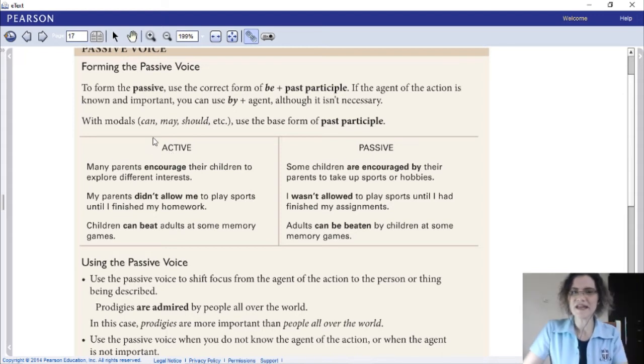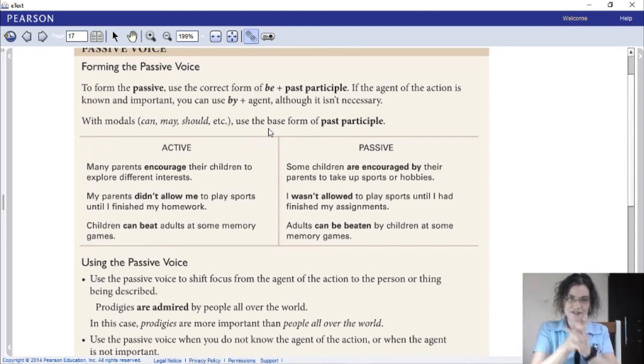With modals like can, may, and should, for example, you have to use the base form of the verb be, which means you always use just be, and then the past participle. Let's look at the examples.